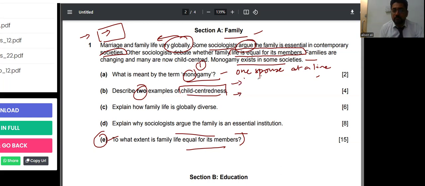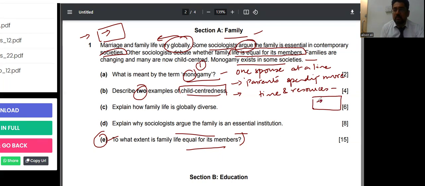One would be parents giving or spending more money, or in terms of money, spending more time and resources on children, and then you would be giving the example, like what. And second could be that children's opinions are valued in decision making, and it could be like planning a trip or something, planning vacations, planning food, etc.